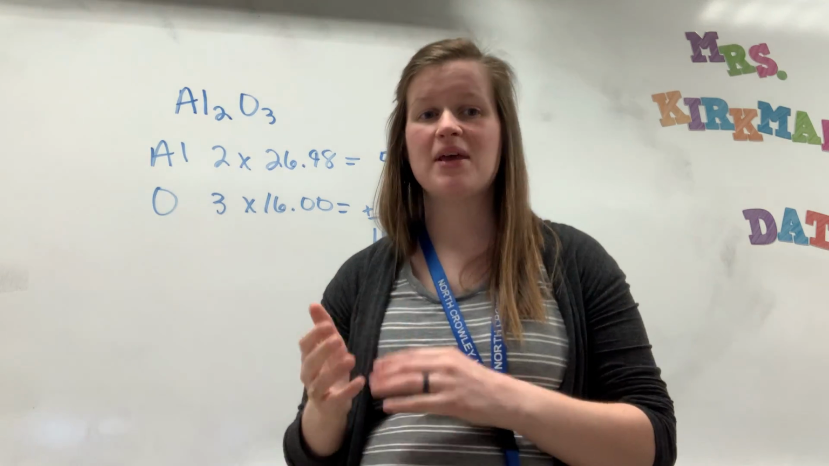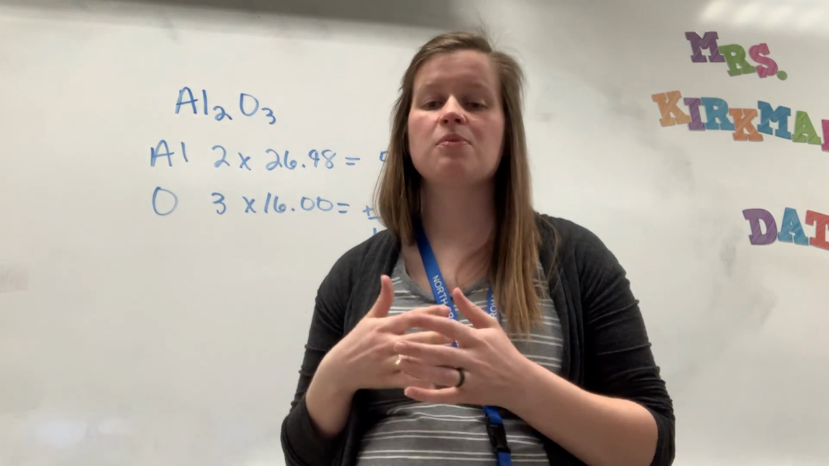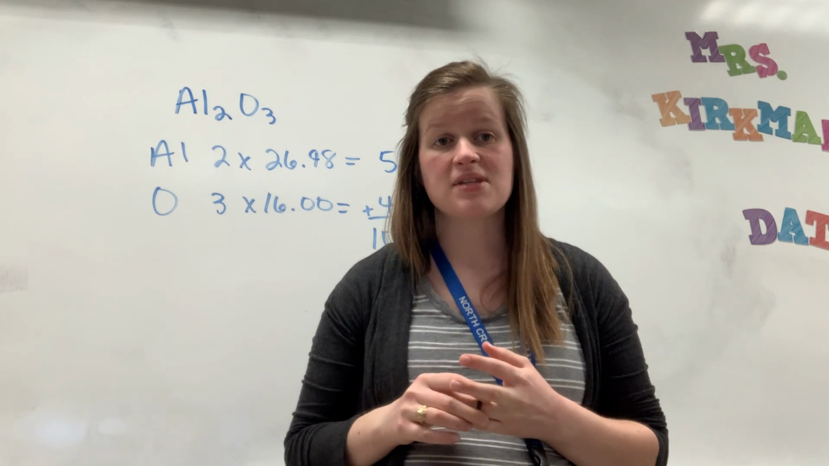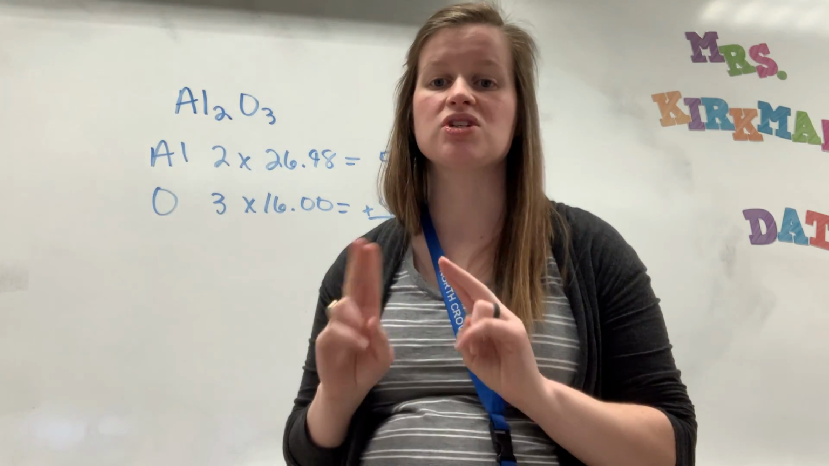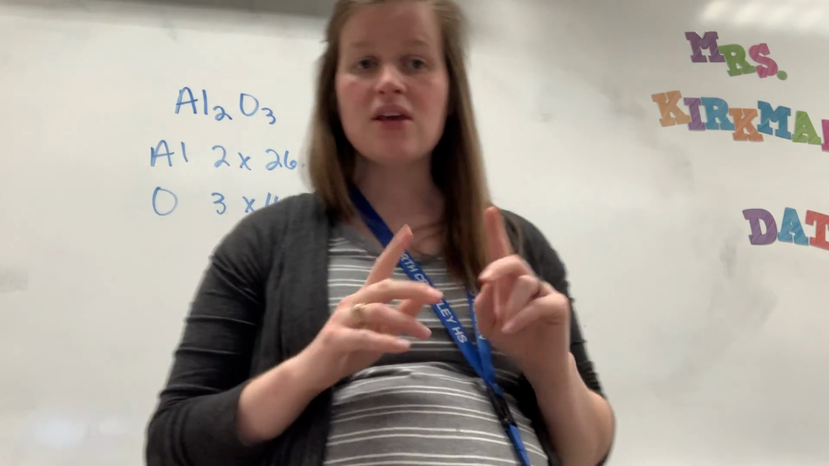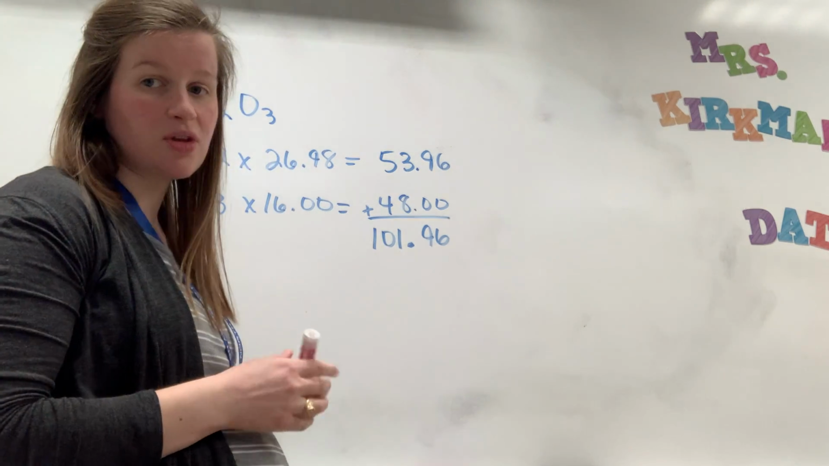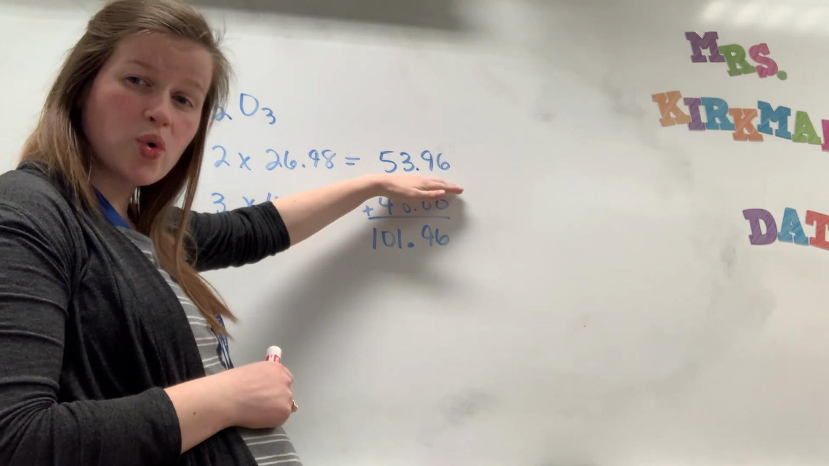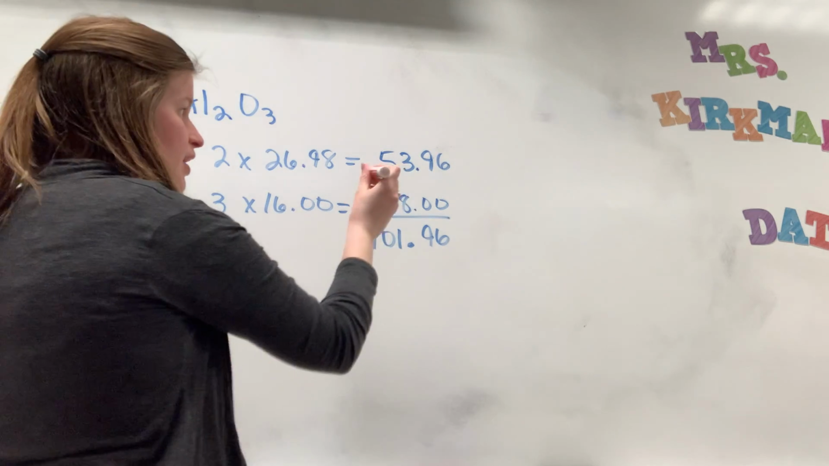Step 2 is to pick the element. Sometimes a question may ask, what's the percent by mass of aluminum in aluminum oxide? Or sometimes they ask, what's the total percent composition? So we're going to find the percent composition for both of them. But you're going to pick your element. If I want to find the percent composition of aluminum, I'm going to look at aluminum first. I'm going to pick the total mass contributed by aluminum, this one right here.